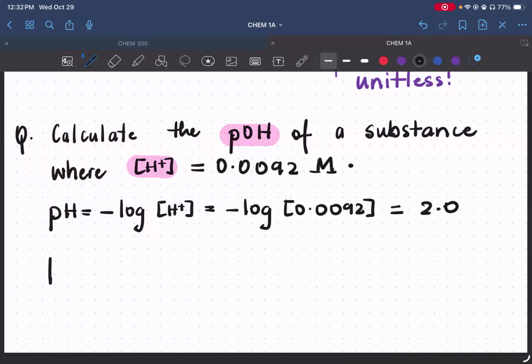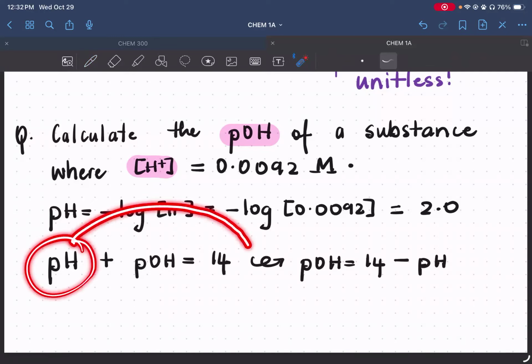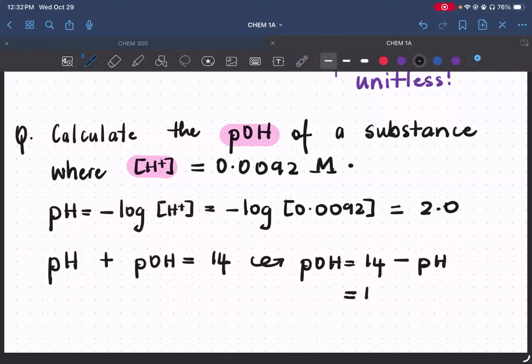No problem. One of the other equations we know is that pH plus pOH is equal to 14. With a quick rearrangement, we can say that pOH is equal to 14 minus pH. Recognize all I've done is I've just carried over the pH. Now it's become negative. This is now 14 minus 2 to give us 12.0. Just like pH, pOH is unitless and is traditionally written to 1 decimal place.